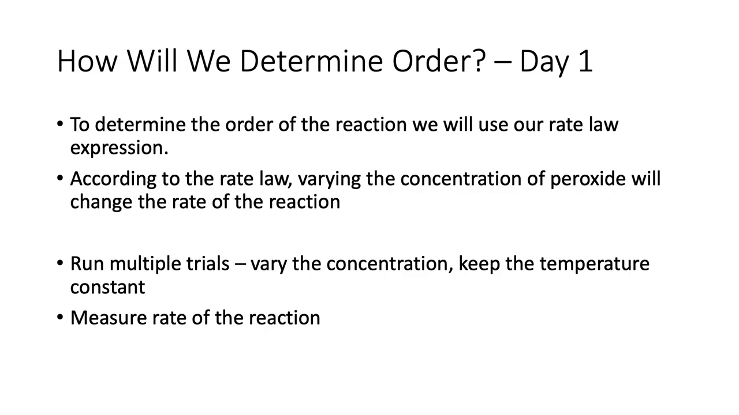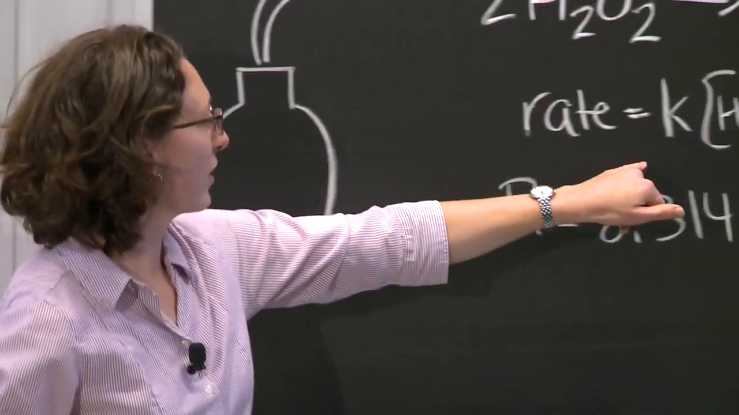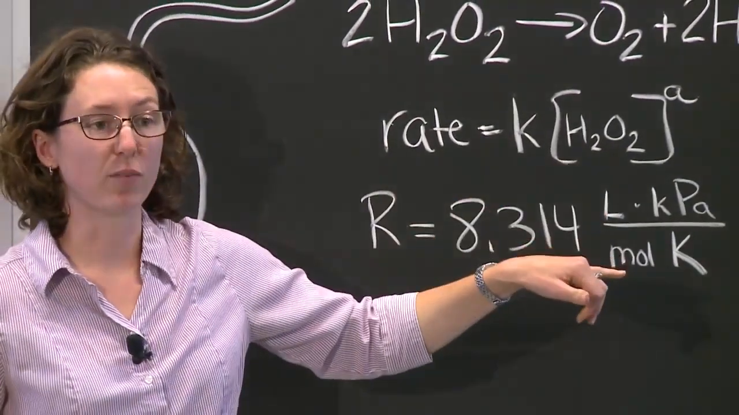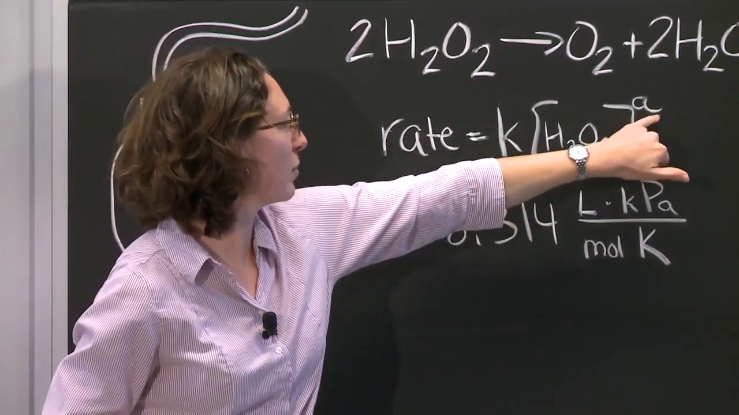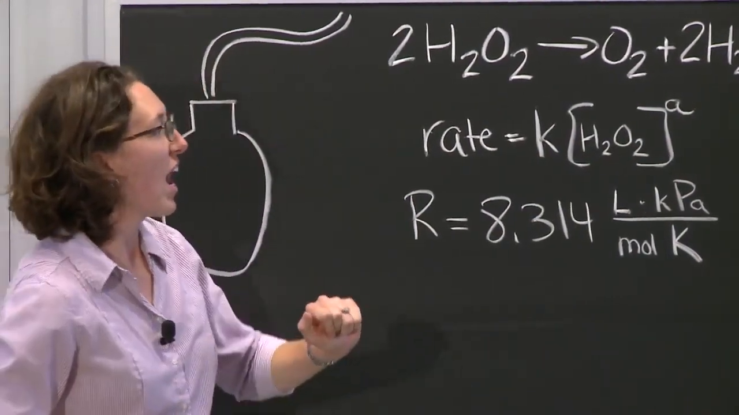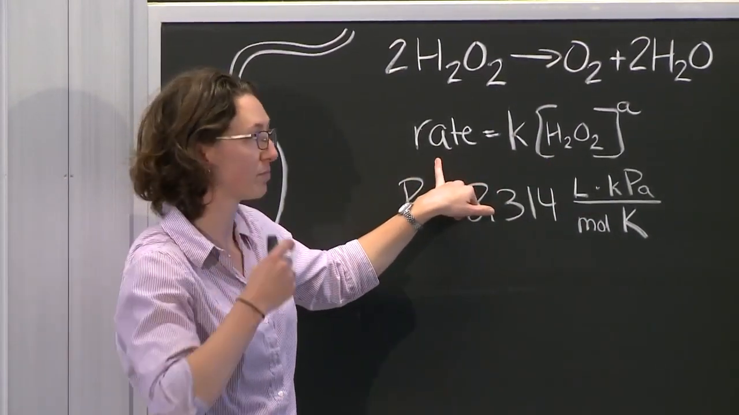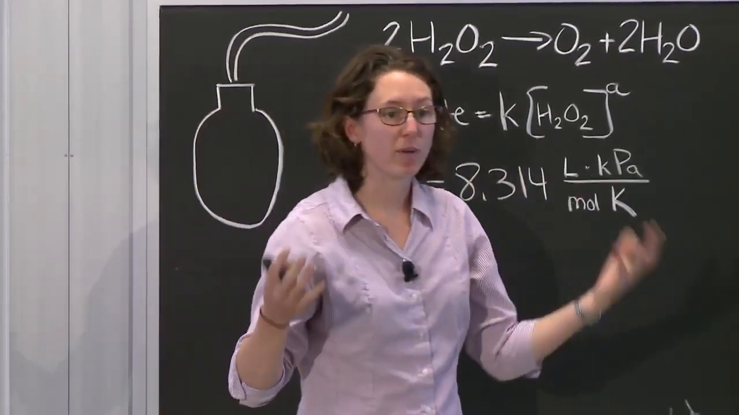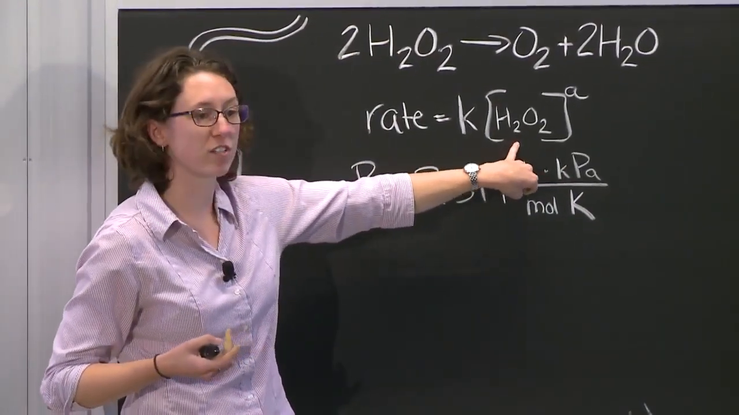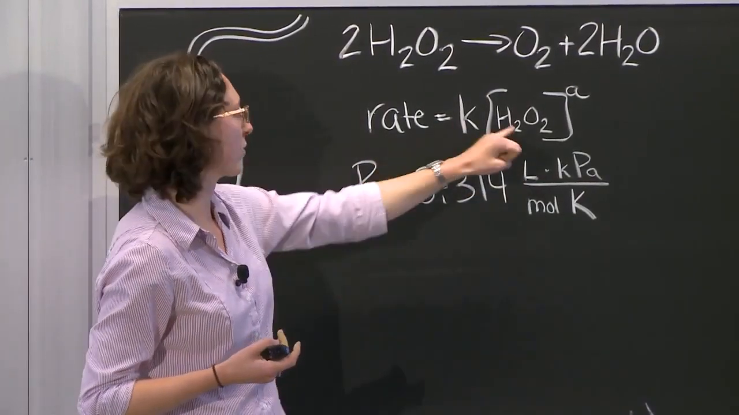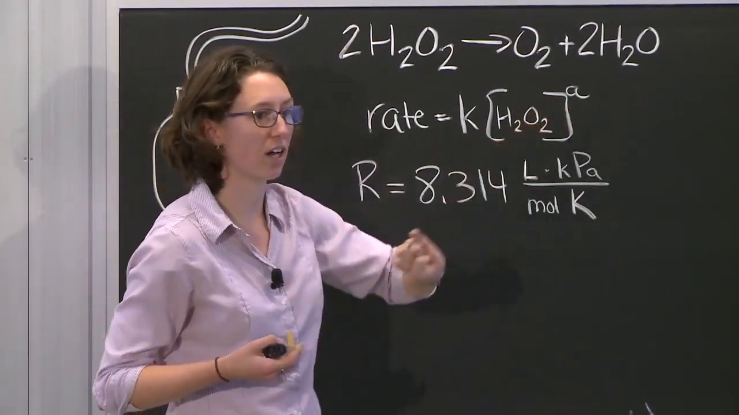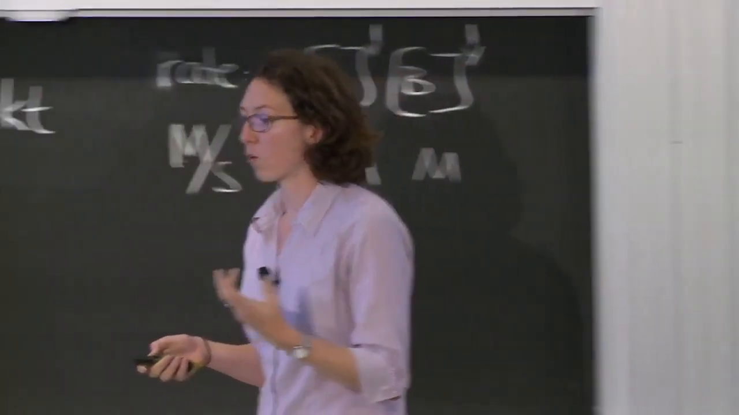So how are we going to determine the order for our reaction? And this is what we're going to do on day 1. We will use our rate law expression to determine the order of the reaction. According to our rate law here, the only reactant that we have in this case is hydrogen peroxide, and we need to determine what its order is. So if we change the concentration of the peroxide, we should change the rate, yes? So if we do a bunch of reactions with a bunch of different concentrations of peroxide, we can measure the rates and then use the relationship between those two things to figure out the order of the reaction.